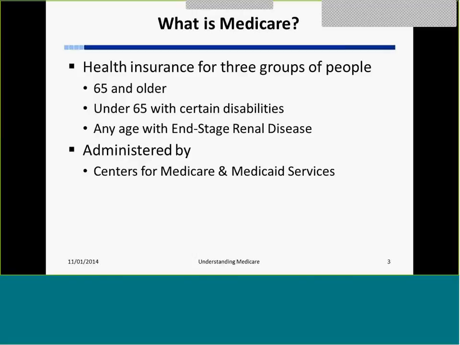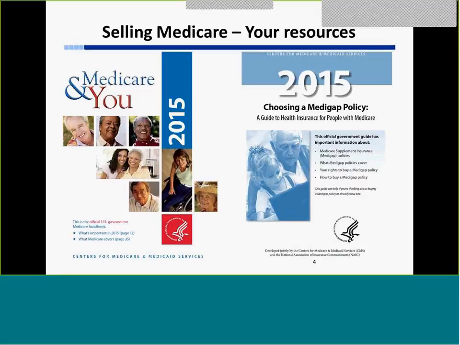It's health insurance for three types of people: those 65 or older, or under 65 with certain disabilities. What are those disabilities? ALS, Lou Gehrig's disease, you automatically get it. You could be 17 and 9 months, get diagnosed with Lou Gehrig's disease, and the next month you have Medicare. Also people with end-stage renal disease, and people with disabilities. And it's administered by CMS.